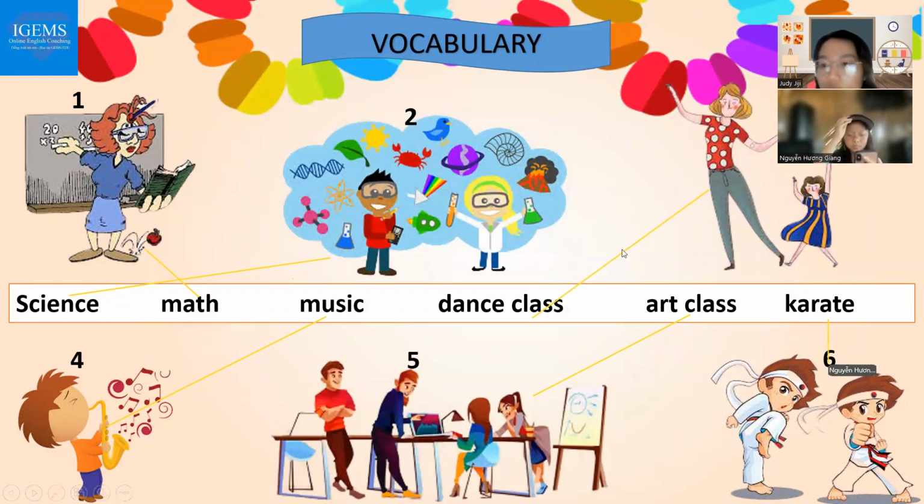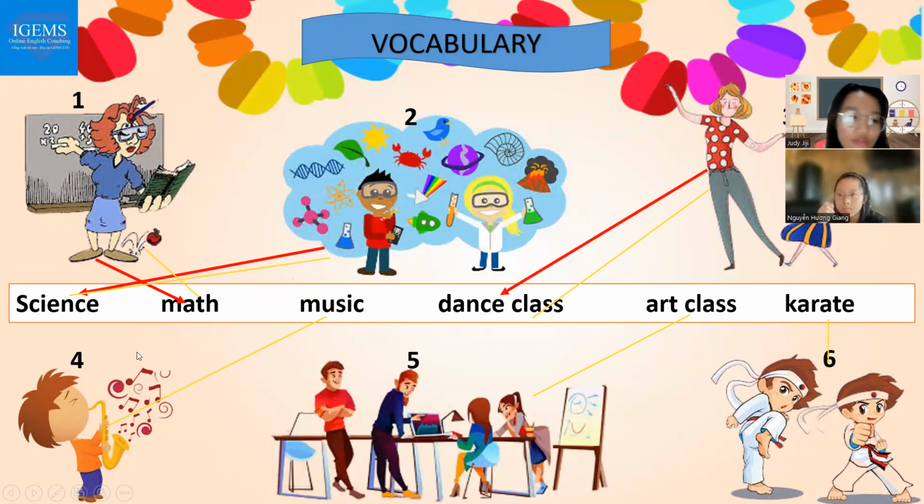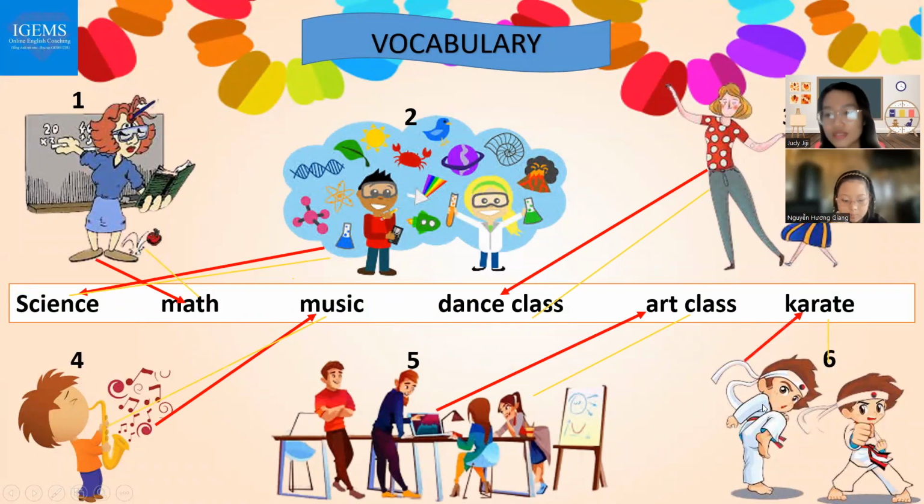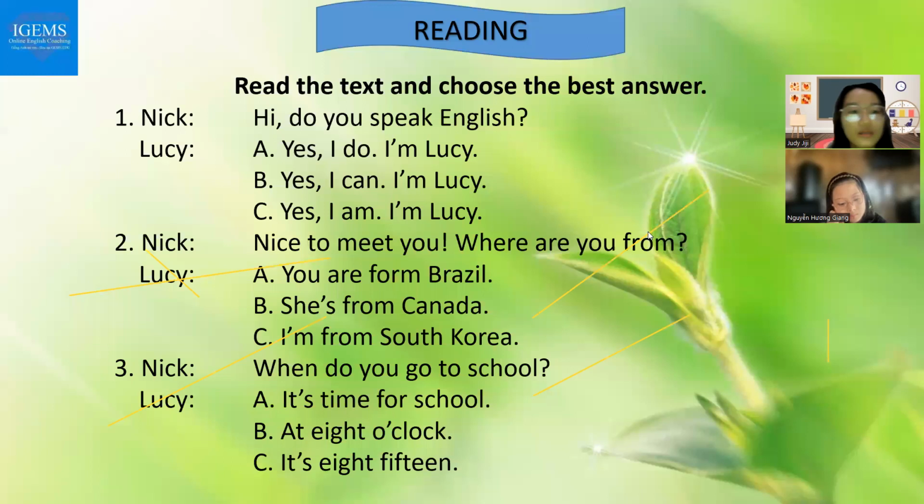Okay. So let's check. Number 1 is math. That's right. Number 2 is science. Number 3, dance class. Number 4 is music. Number 5 is art class, and number 6 is karate class. Okay, so 6 pictures are correct. So you've got 6 points. All right, you can draw on your line.